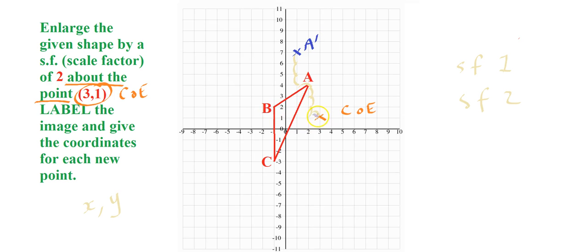Okay, what about B? Okay, so I go across 1, 2, 3, 4, up 1. That's scale factor 1. Then 1, 2, 3, 4, up 1 again, and that is scale factor 2. And this is point B dash.